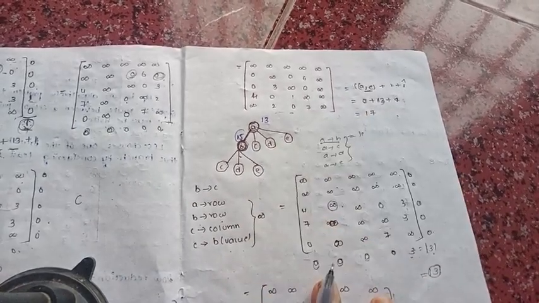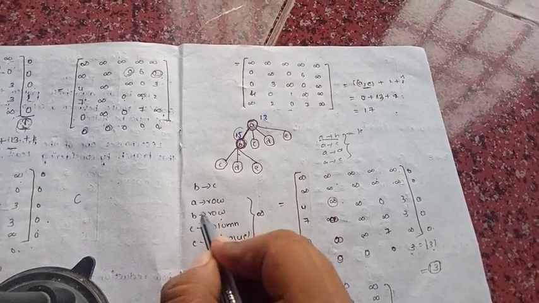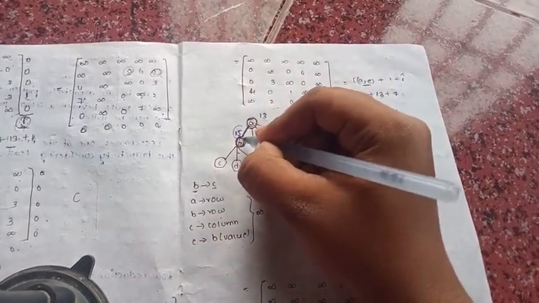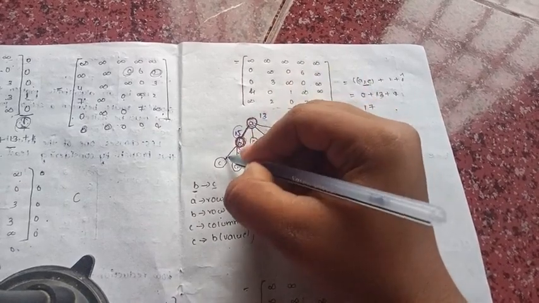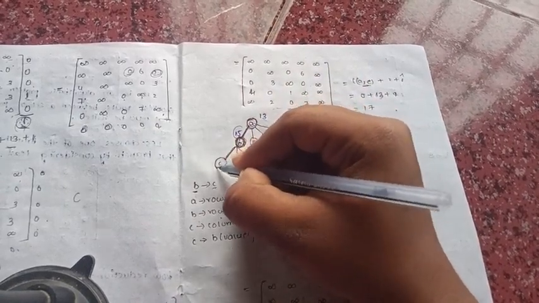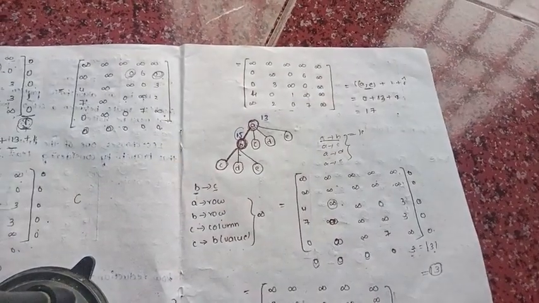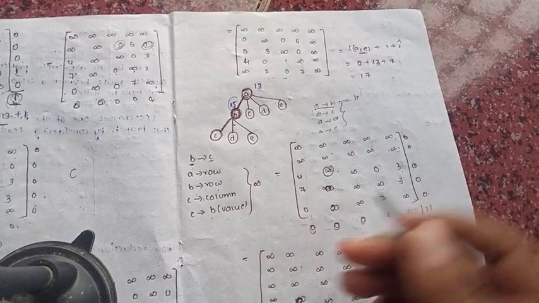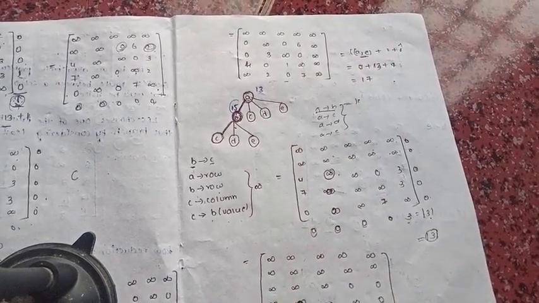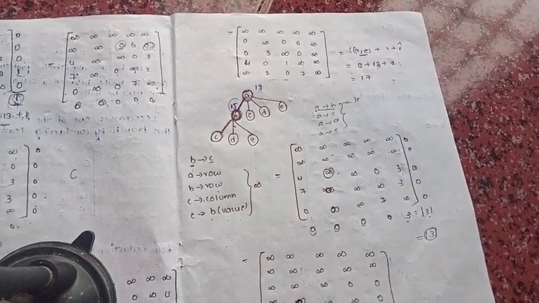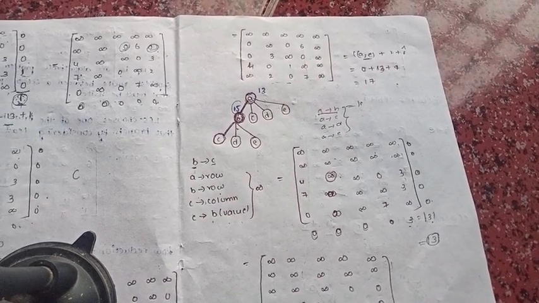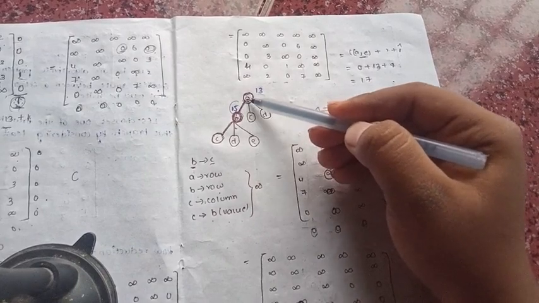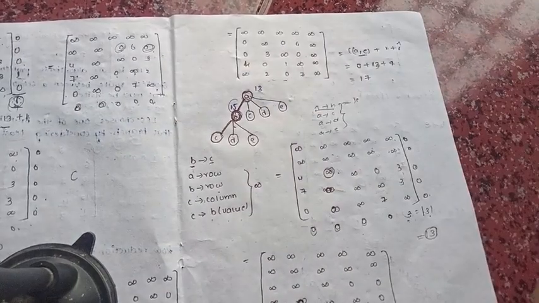Firstly, we can check for B to C. That is B row and C column. I am moving from B, hence that row must be infinite. I am moving to C, hence that column must be infinite. And the value of C to B must be infinite. The remaining values are the same as the previous matrix A to B. Why I am considering the matrix A to B is because I am selecting the least cost method. That's why I am considering the A to B matrix.